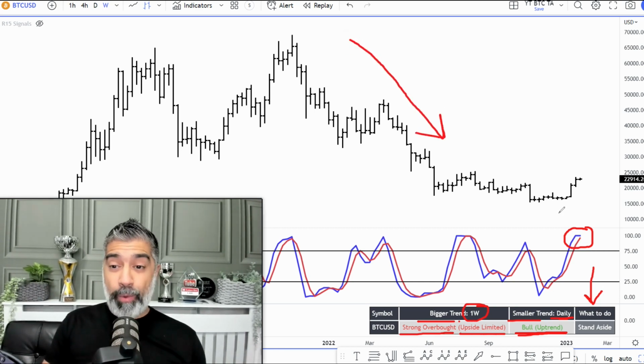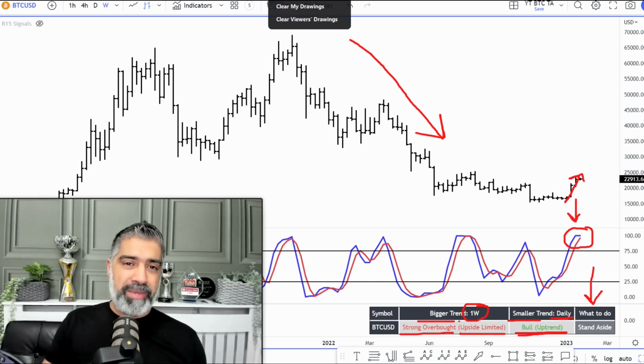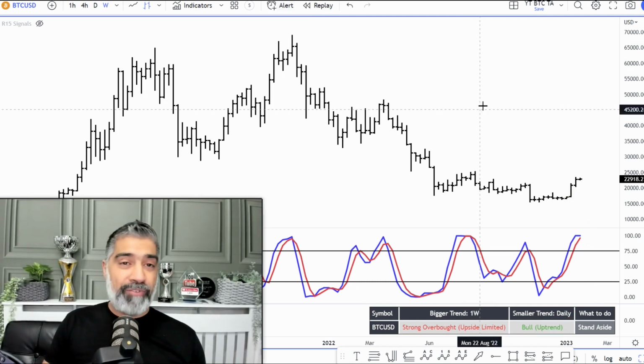Now, even though the markets are quite exciting right now, we've seen this surge in price, but we cannot ignore this piece of information because it has been really consistent and reliable in the past.